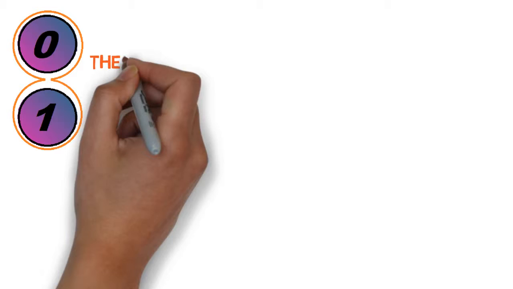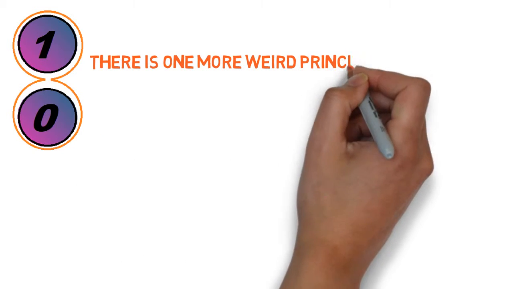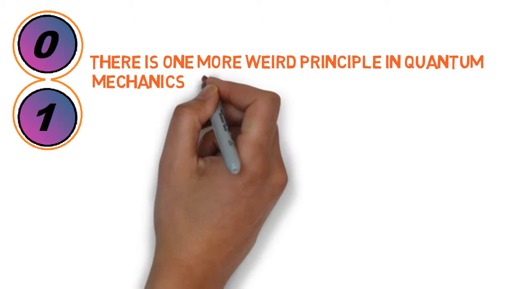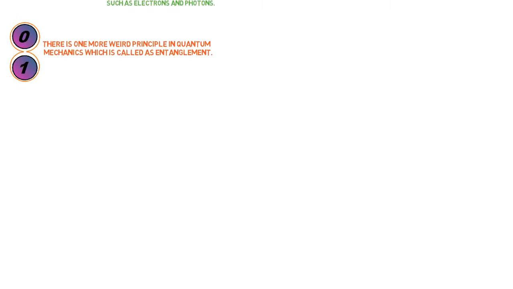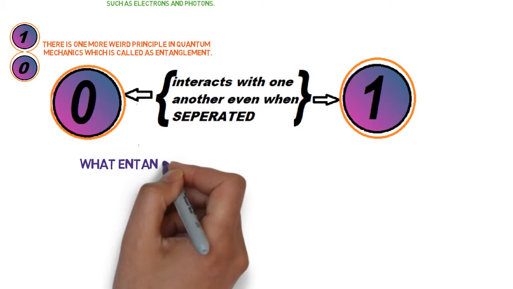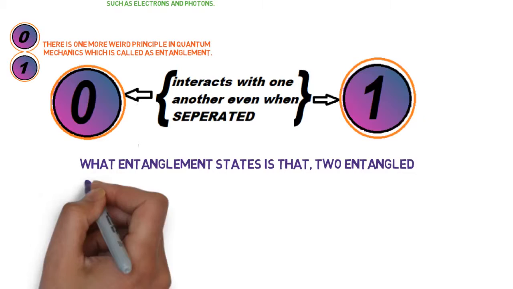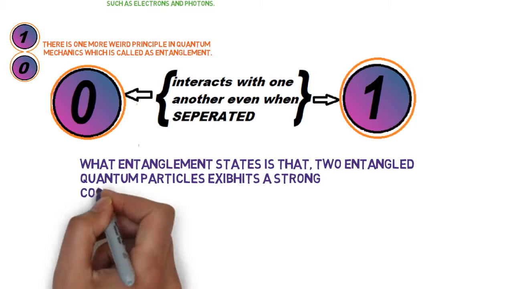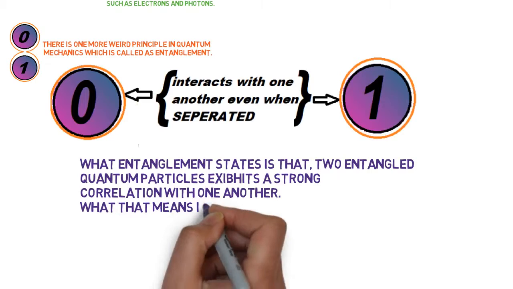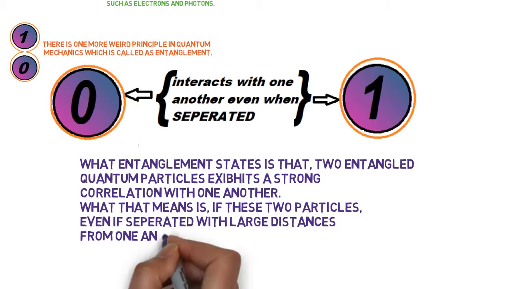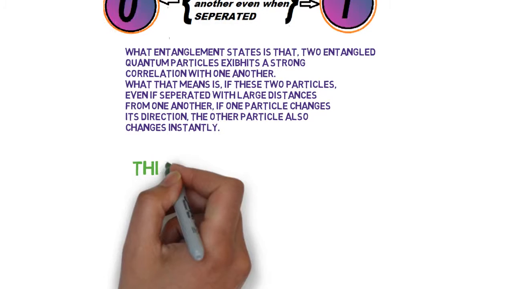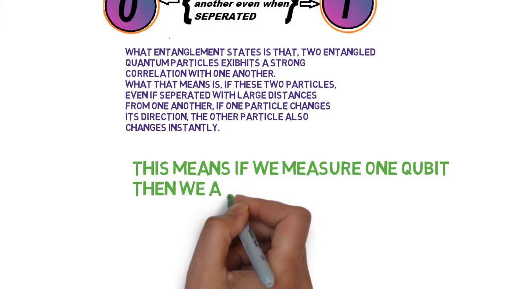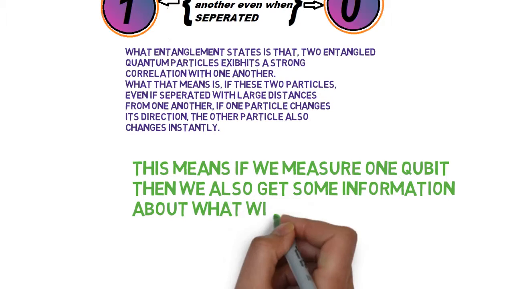There is one more weird principle in quantum mechanics, which is called entanglement. What entanglement states is that two entangled quantum particles exhibit a strong correlation with one another. So what that means is, even if these two particles are separated by large distances from one another, if one particle changes its direction, the other particle also changes instantly. This means if we measure one qubit, then we also get some information about what will happen if we measure another qubit.